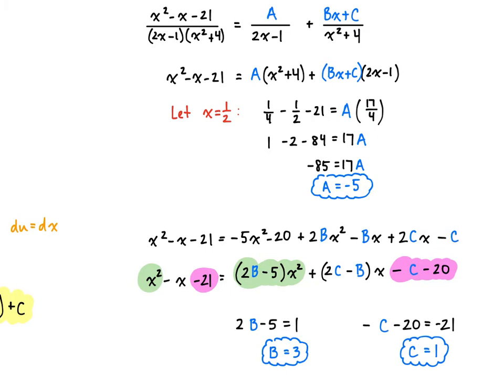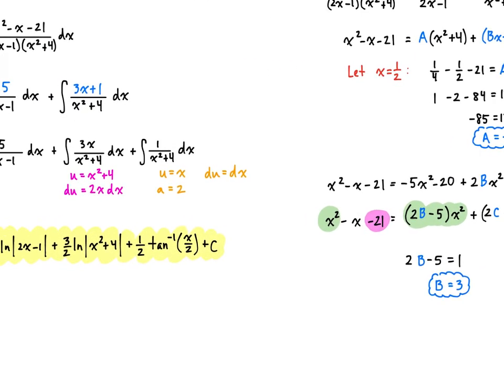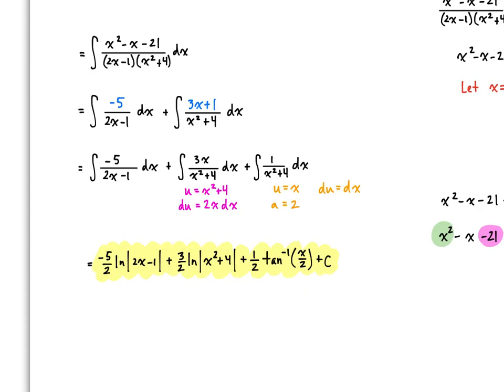Now I'm going to focus and set things equal. Looking at the quadratic coefficient here, it's just 1, and the quadratic coefficient on the other side has my B value. Setting those equal, we can solve for B to be 3. Noticing my constant only has C, and my constant over here is -21, we can focus on those two pieces to solve for C, setting them equal, and we get C to be 1. So now we can rewrite our integral in terms of those partial fractions.